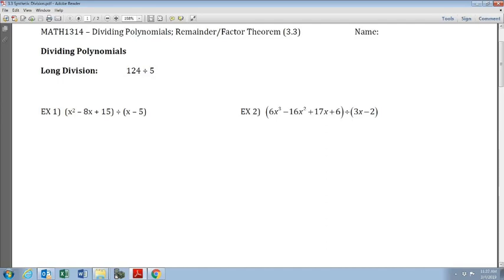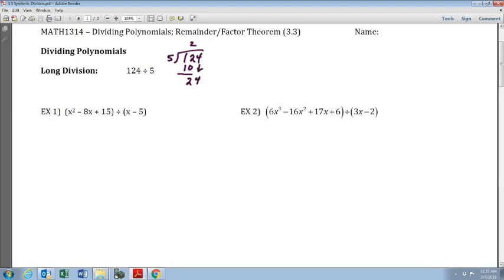So if we were dividing 124 by 5, at least in the United States, most people would start this way. We'd set it up like that, and then we'd ask ourselves, how many times does 5 go into 1? That's 0. How many times does 5 go into 12? Well, that would be 2. And so we would put the 2 right there and multiply the 2 times our divisor 5, and you get 10. And then we would subtract, and we'd get 2. And then we would drop the next number down, and we would do it again.